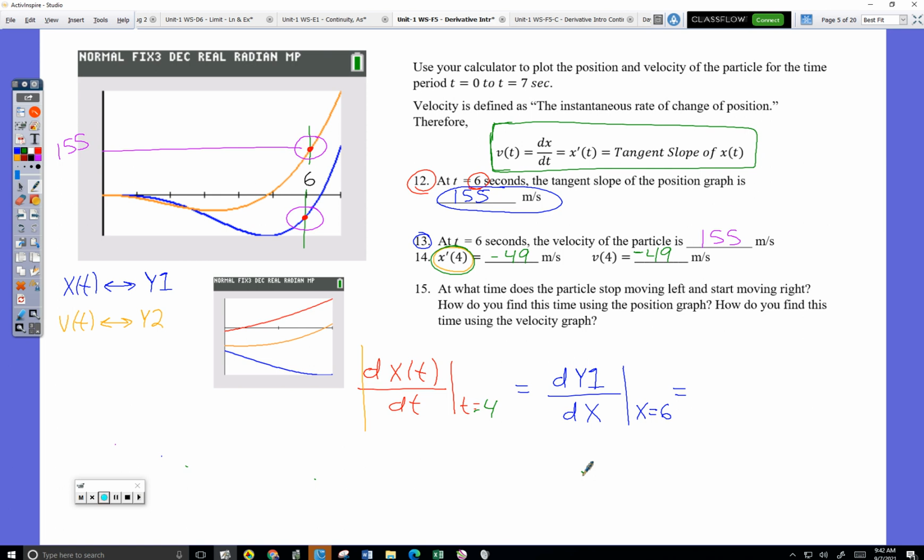Okay. 15 says, At what time does the particle stop moving left and start moving right? Raise your hand if you know the answer to that. Hands up. Look at your graph. So there's two ways to find it, actually. How do we know when the particle stops moving left and starts moving right? Who knows? So we talked about it last time, but it's just been a while. Long weekend.